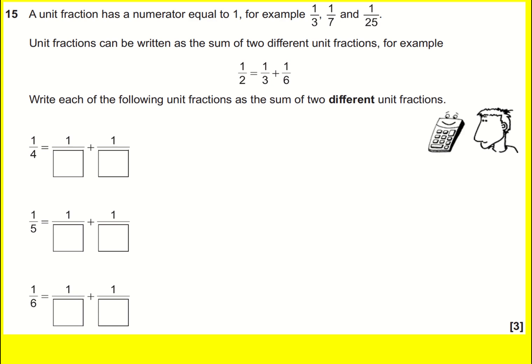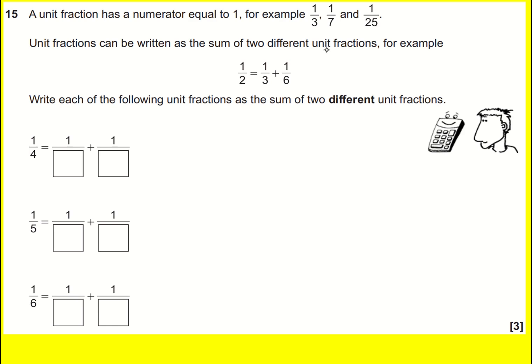If you're not interested in it, then I'm just going to show you how you could go about it. No algorithms as such, just playing with numbers essentially. Because I want to look at the example they've given us, a half equals a third plus a sixth. How could they possibly have figured that out?